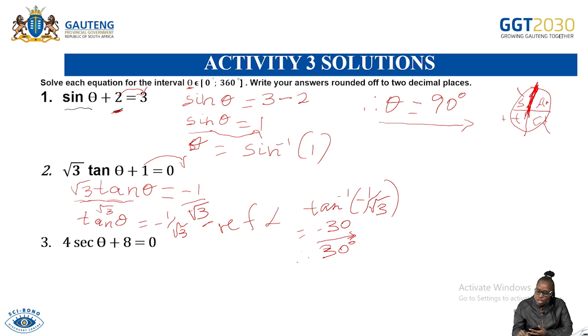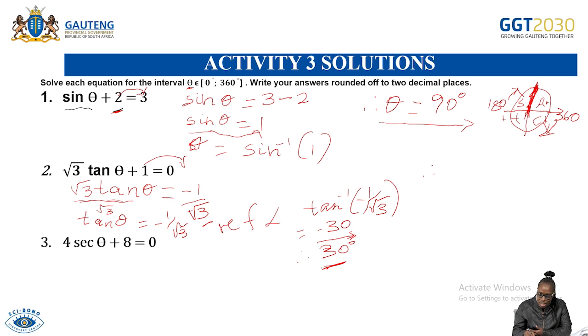So in order for you to find your solution, you are going to take your reference angle and subtract from 180. Remember, here you have 180 going this way, and here you have 360 going this way. So you are going to subtract your reference angle from 180 and from 360.